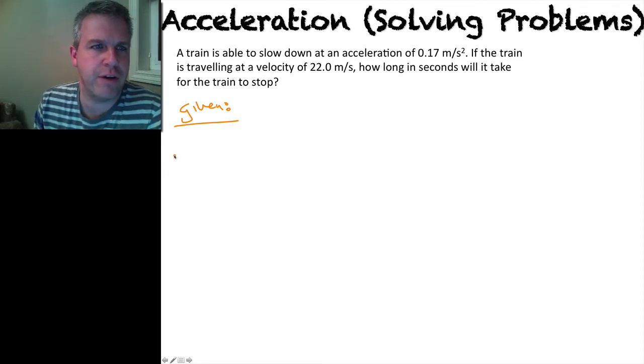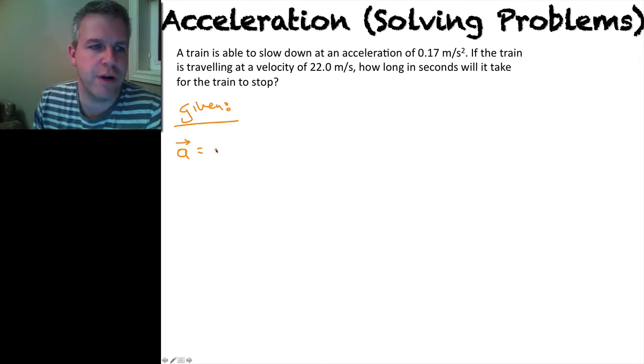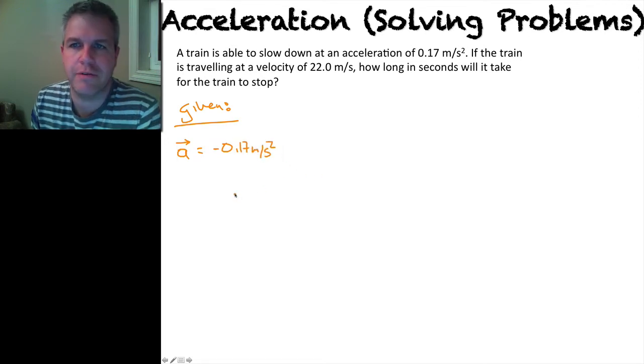So let's take a look at all the information that we have here, and I always like to just write it down as it's given to us in the question. So it says that a train is able to slow down, so there's an acceleration of 0.17 meters per second squared. Now because it says it's slowing down, I'm going to put this in as a negative acceleration, in meters per second squared.